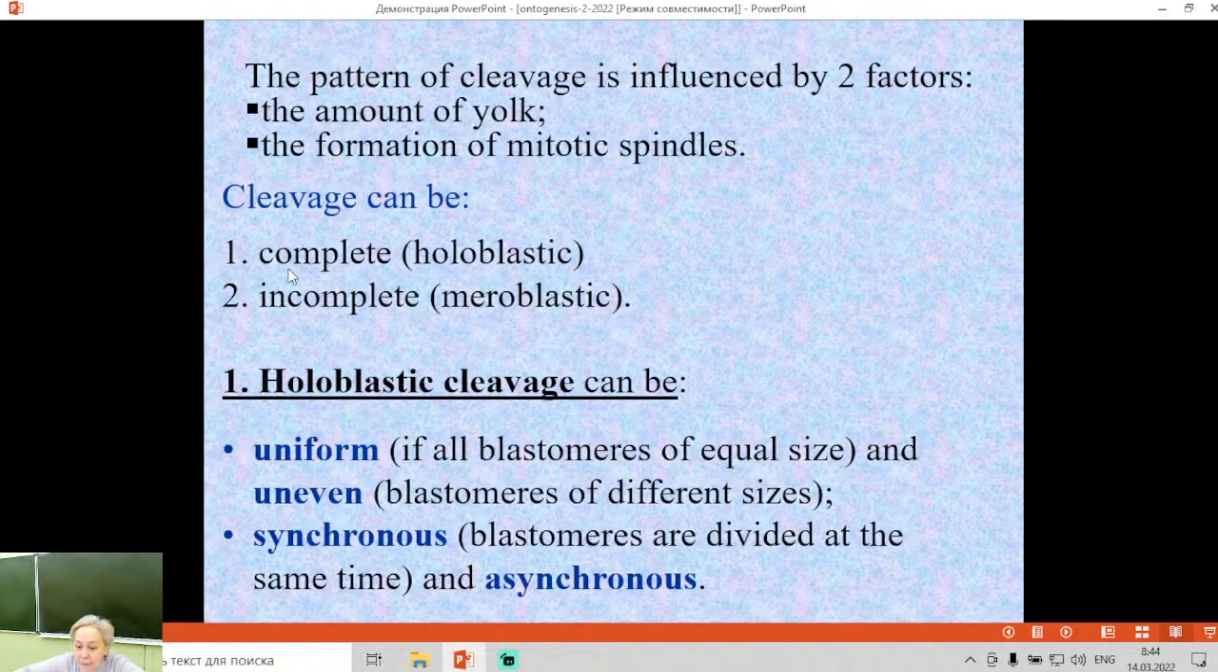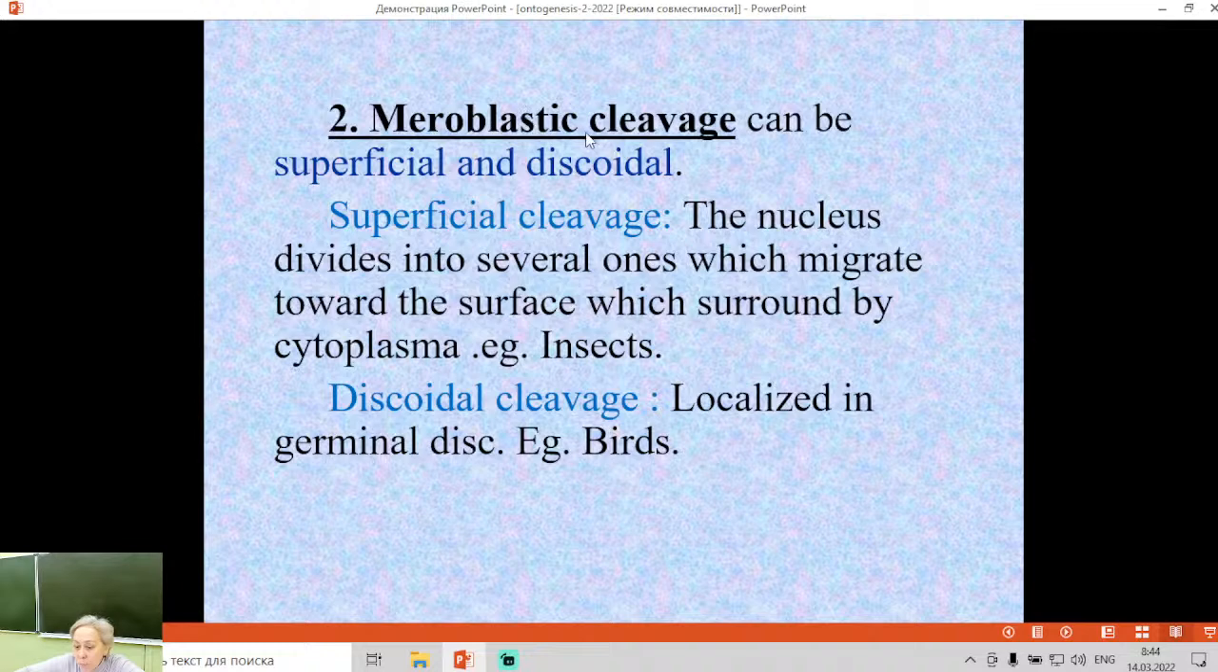So, if you see complete cleavage, you must say, for example, complete, uniform, synchronous, or complete, uneven, asynchronous. Always there will be three words about complete cleavage. Meroblastic cleavage can be superficial and discoidal. In superficial cleavage, the nucleus divides into several ones which migrate toward the surface, which is surrounded by cytoplasm, for example insects. And discoidal cleavage is localized in the germinal disc, for example birds.